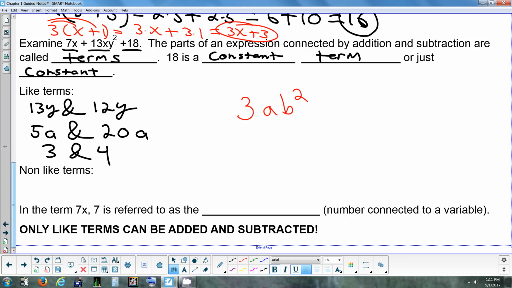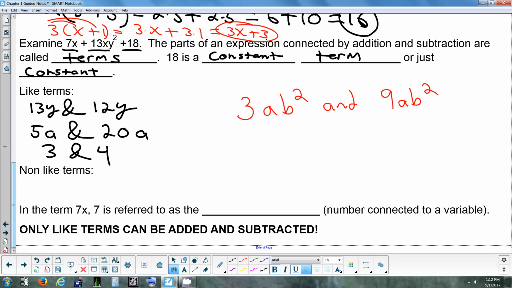Because we said, look at 5a, 20a, they're like terms. 13y, 12y, they're like terms. Yeah. So I can't put the fancy thing like Mr. Hager can. He's good at that. You said what number? 9ab squared. So basically, whatever's attached to the number or the constant has to be exactly the same. You have like terms. Okay?